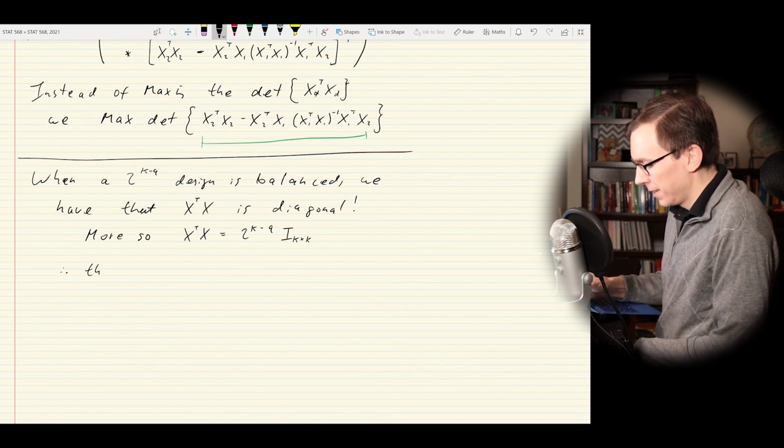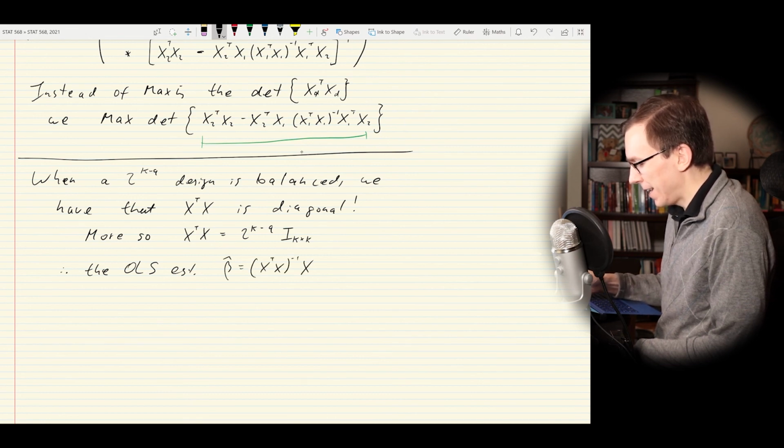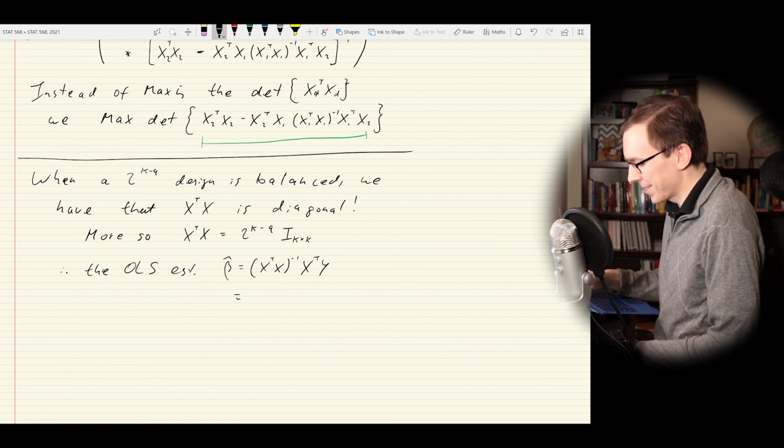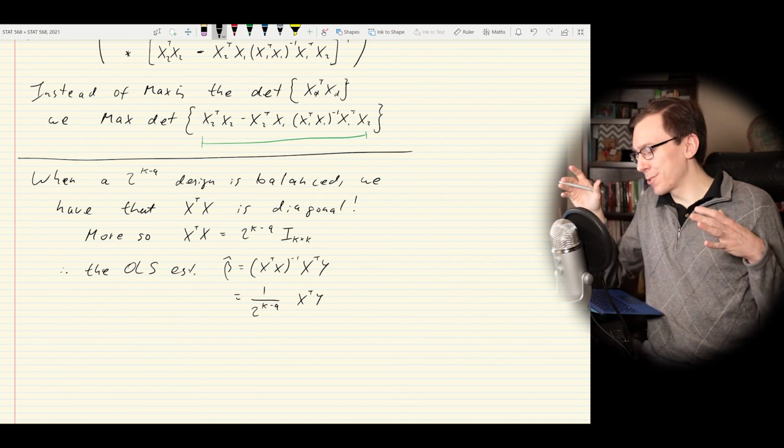Therefore, the ordinary least squares estimator, remember, what's the ordinary least squares estimator? It's going to be X transpose X inverse X transpose y. Well, in this case, X transpose X inverse is just going to be 1 over 2 to the k minus q, and then we multiply by X transpose y. So again, it makes things really nice.